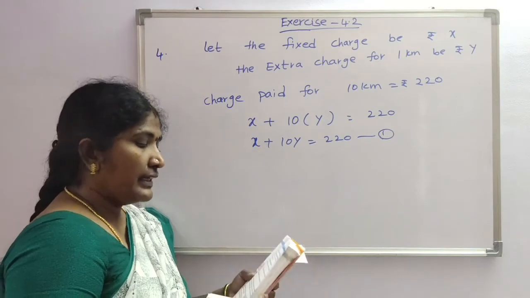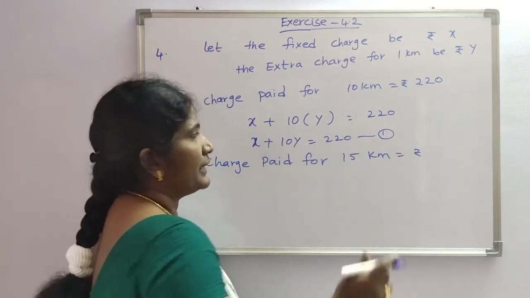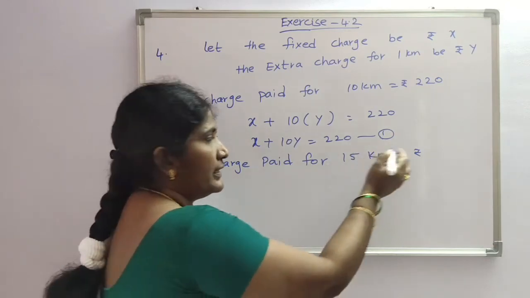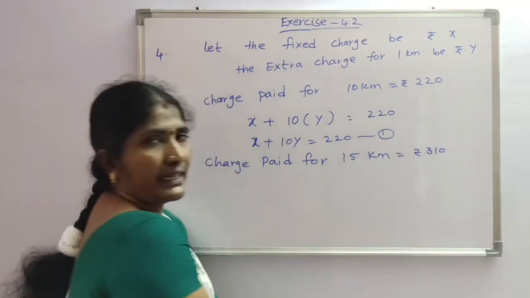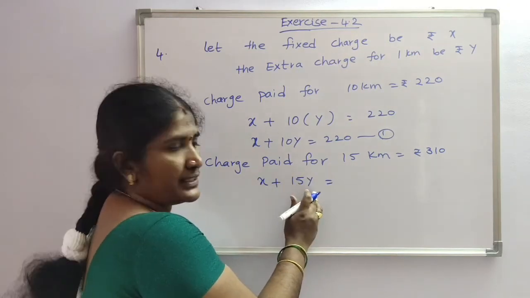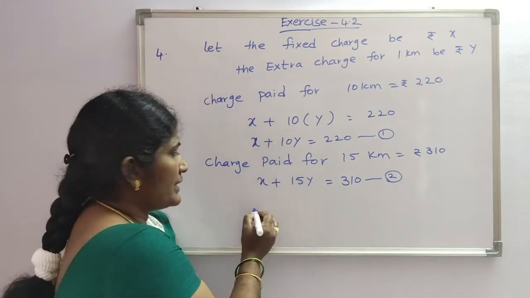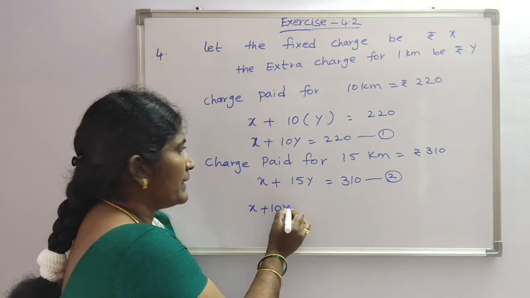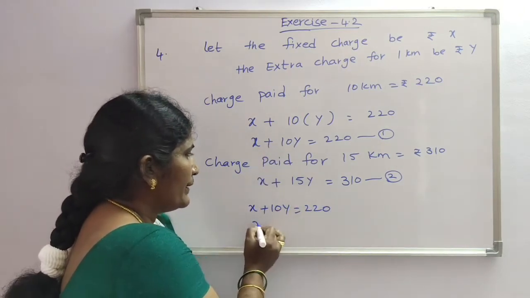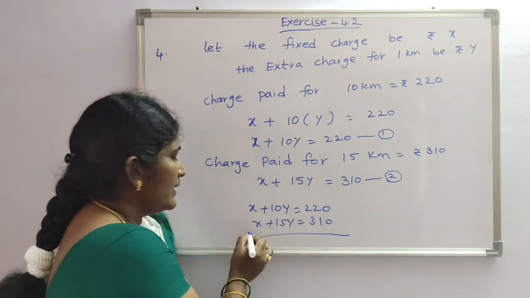Equation number 1. Next, the charge paid for 15 kilometers is 310 rupees. That is the fixed charge plus the distance into the extra charge is equal to 310. Now we got two equations. Now solve the equations. x plus 10y is equal to 220 and x plus 15y is equal to 310.